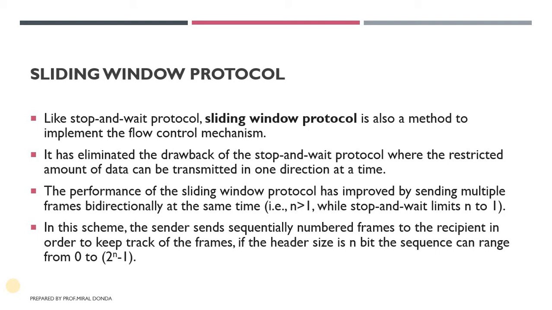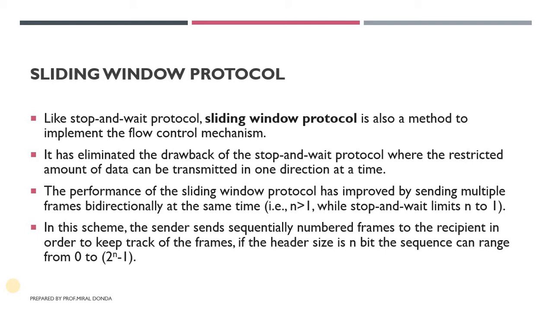By using this algorithm, we can send multiple packets at the same time. So the performance of the sliding window protocol has improved by sending multiple frames bidirectionally at the same time. What is important here is bidirectionally. The three algorithms we saw previously are unidirectional: we can only send the data, we can't receive the data. The sliding window protocol is bidirectional. We can send as well as receive the data at the same time.